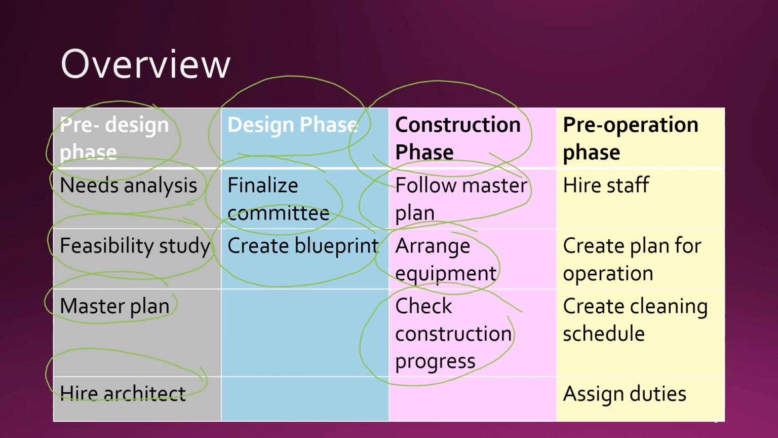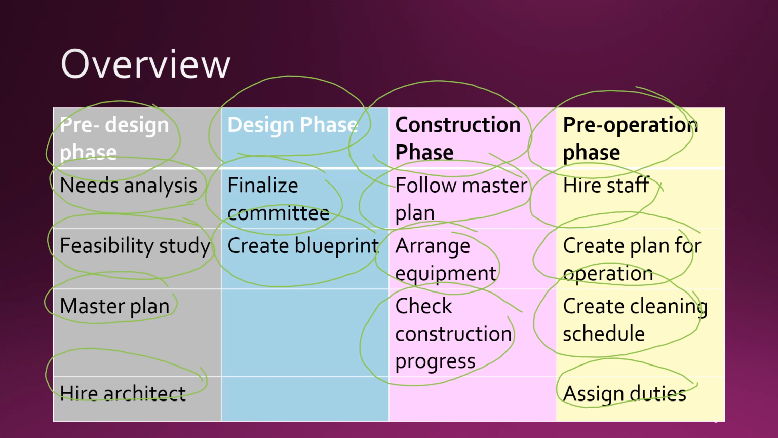And then the pre-operation phase, we've got to hire our staff. Again, that should probably be predetermined in terms of how many people you need for each position and what their duties will be. So assigning duties and hiring staff can work hand in hand. Probably before you even do that, we need to create a plan for operation. How many people do we need to have checking athletes in, how many people do we need to have coaching the athletes, and so on and so forth. And then creating a cleaning schedule that can be done by the staff that you've hired.